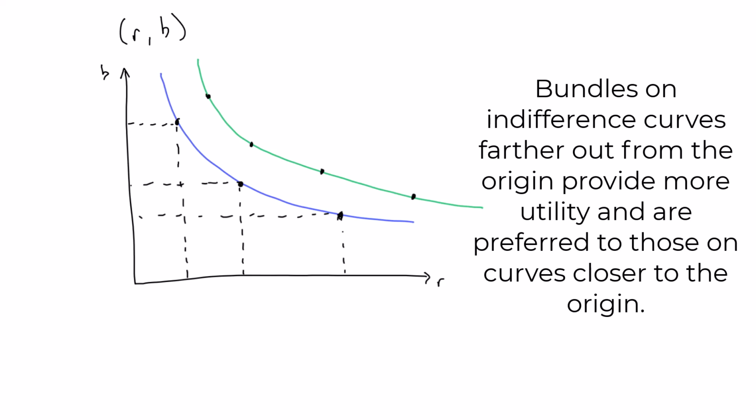of the blue one. In general, the bundles on the green curve have more stuff in them than the ones on the blue curve. For example, compare these 2 points right here. The one on the green curve has both more bananas and more rum than the one on the blue. It has to be better. Likewise, we could draw another indifference curve down here. All of those points are equally good, but they are less good than the ones on the original blue curve.